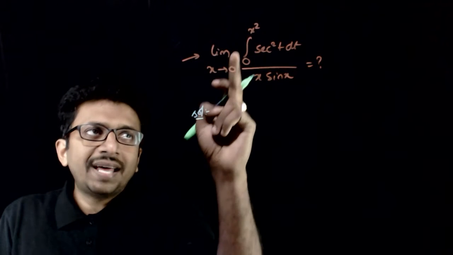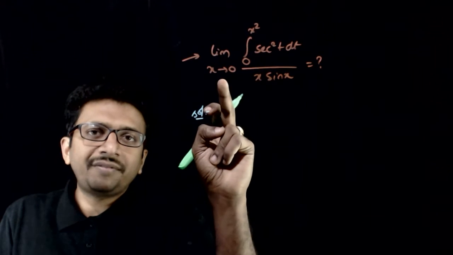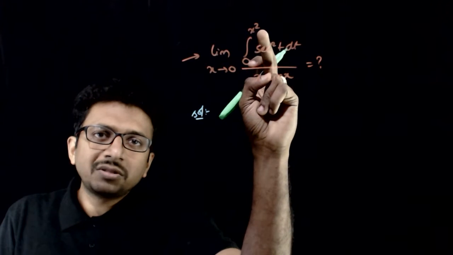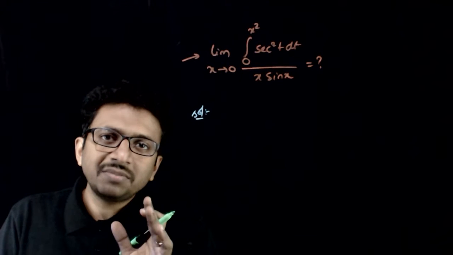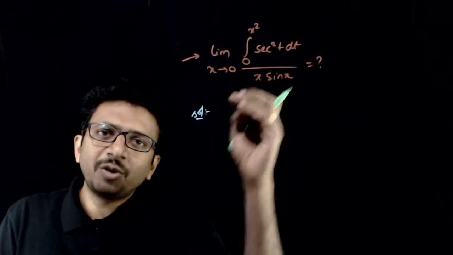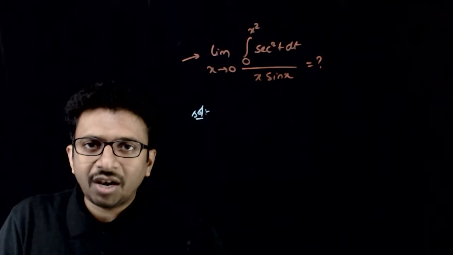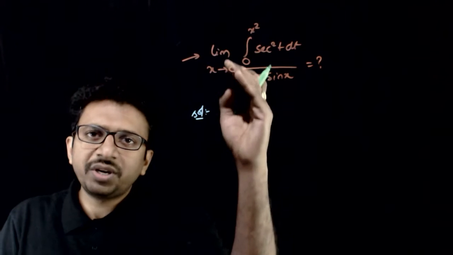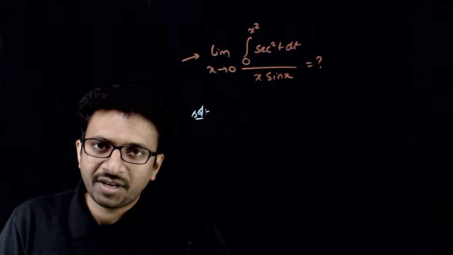First, if you do the direct substitution, you can see that as x tends to 0, the upper limit also tends to 0. So this integration becomes 0. This integration tends to 0, divided by 0. So you're getting the 0 by 0 form. Hence, you can use L'Hospital's rule.